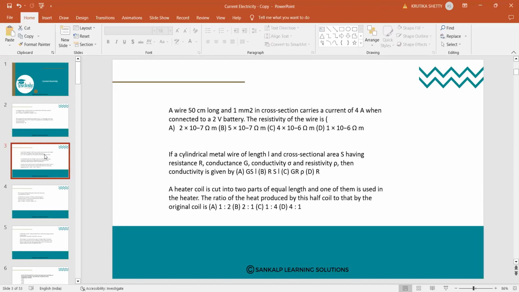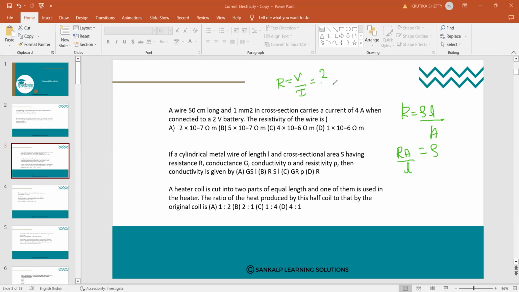You require resistivity, but to calculate resistivity, what is the formula? R is equal to rho into L by A, but resistivity is R into A divided by L. The resistance is not given; area and length are given in the problem, but resistance is not. To calculate resistance, what is given is voltage and current, so resistance is equal to V divided by I.